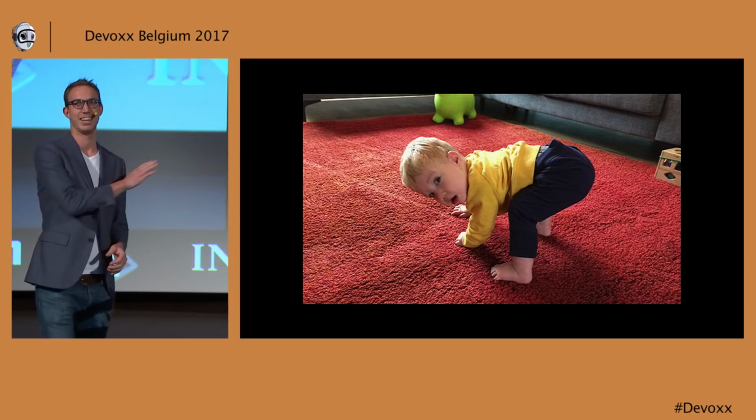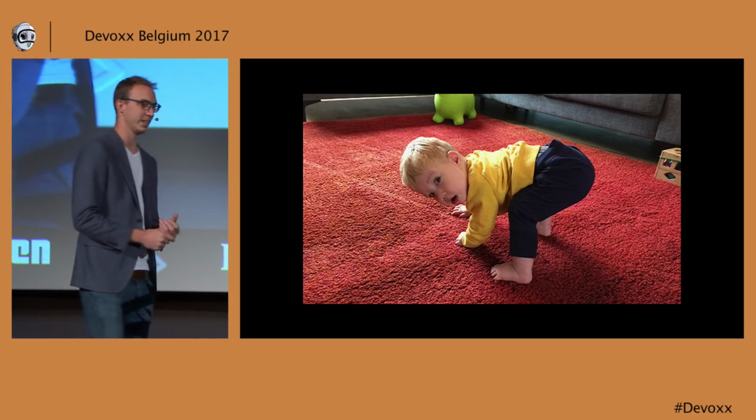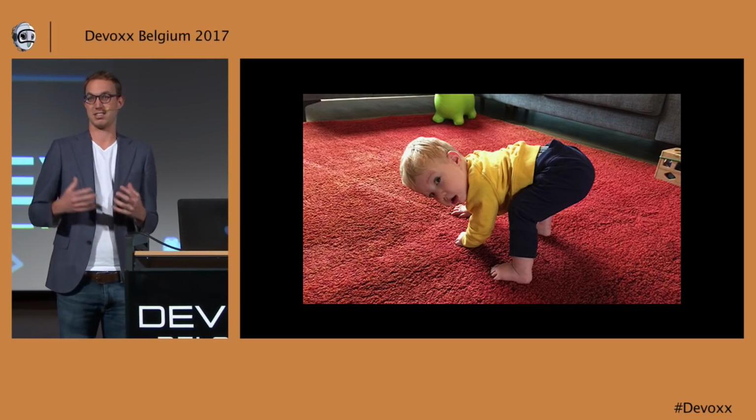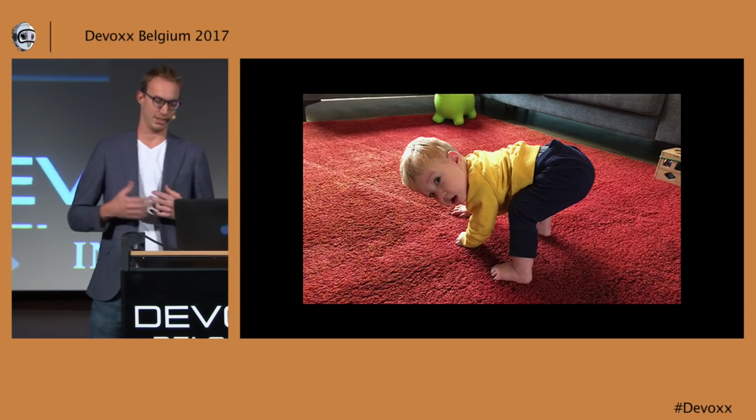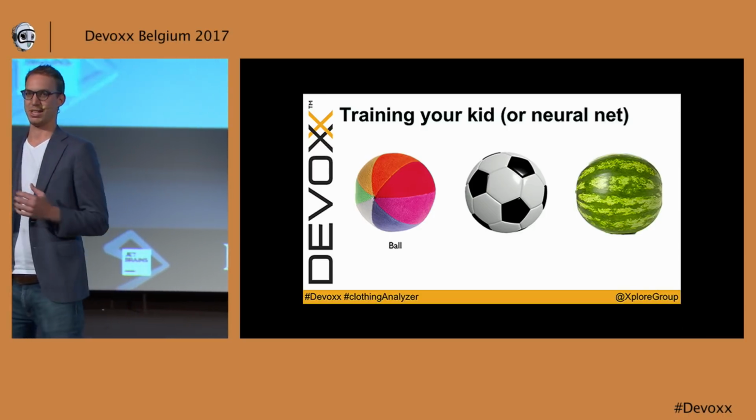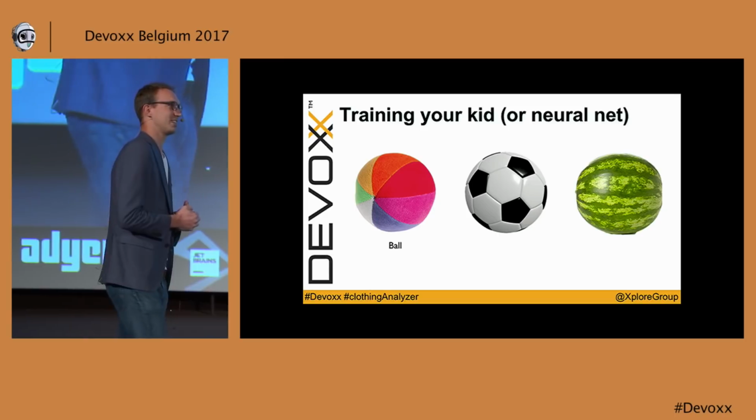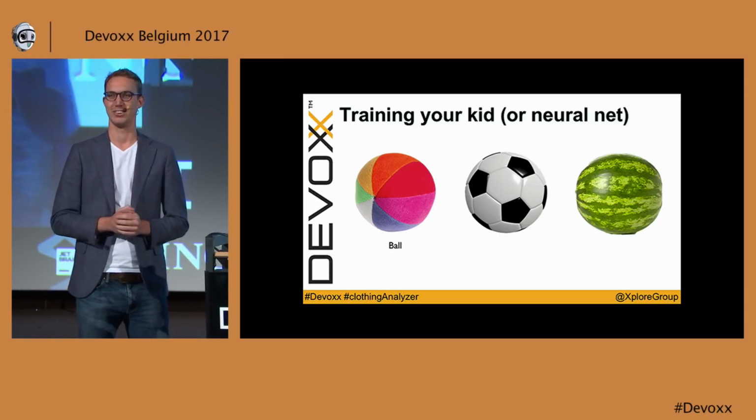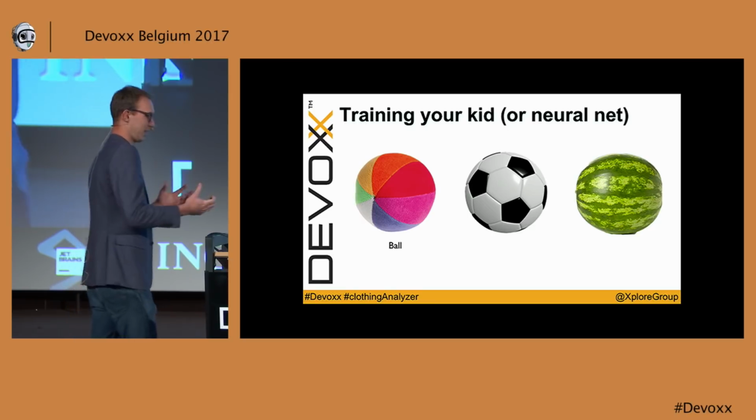My wife doesn't really like me calling him a neural network, but yeah, what gives. But my son actually is a neural network in itself. So my son, he really likes toys and balls. So what he's really good at right now is identifying something being a ball or not. So how does it start?